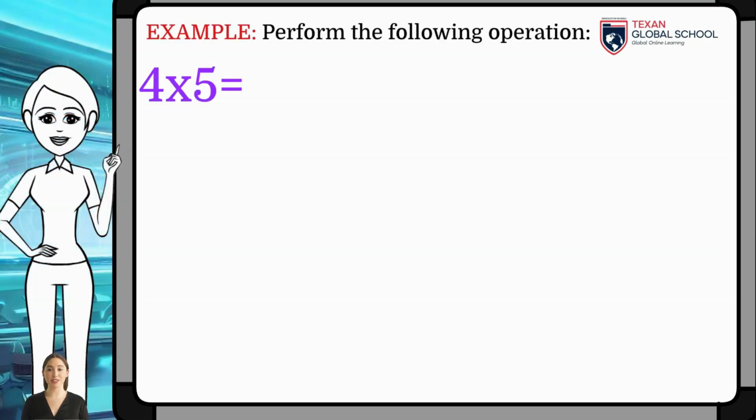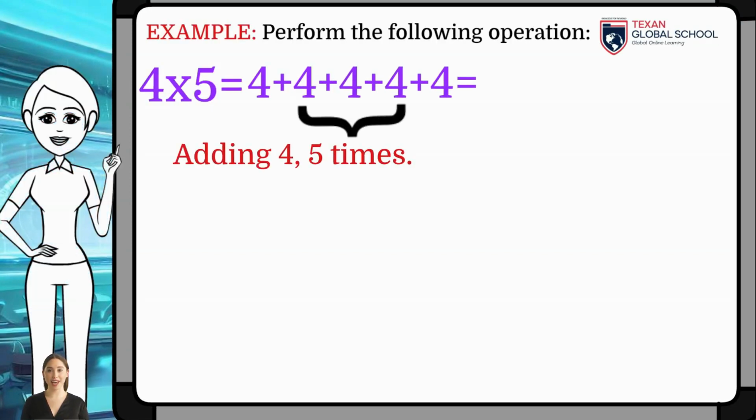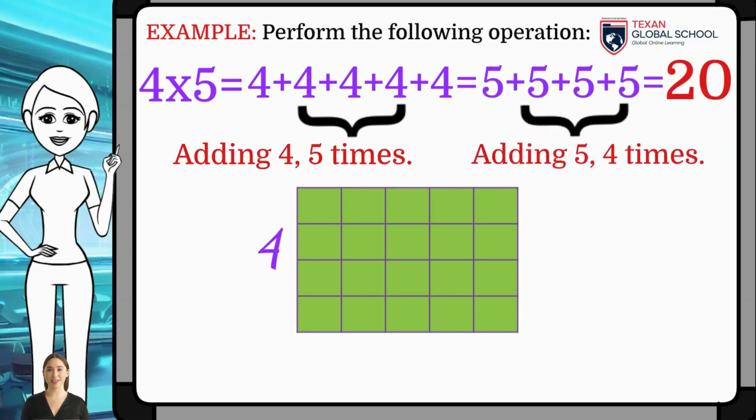Now reviewing the multiplication of 4 by 5. We add 4 5 times, or we add 5 4 times. Therefore, 4 times 5 is 20. The model represents 4 rows by 5 columns, so we have 20 ones. Hence, we conclude that 4 times 5 is 20.